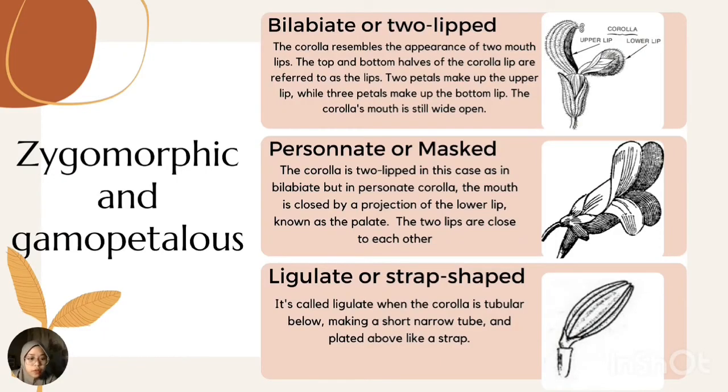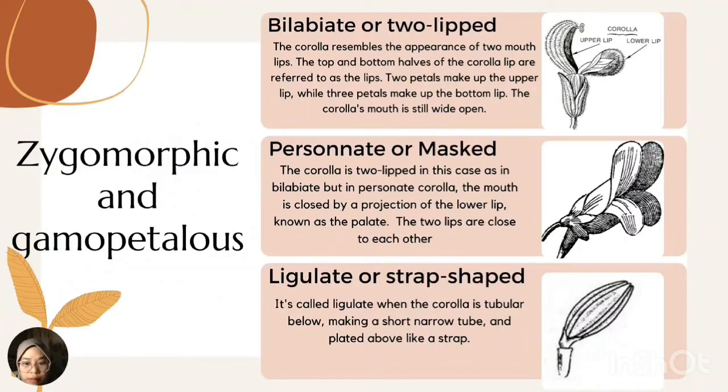So, for zygomorphic and gamopetalous, there are 3 types. The first one is bilobate or tulips. The second one is personate or mask. And the third one is ligulate or strap shape. So, for bilobate or tulips, the corolla resembles the appearance of 2 mouse lips. The top and bottom half of the corolla are referred to as the lips.